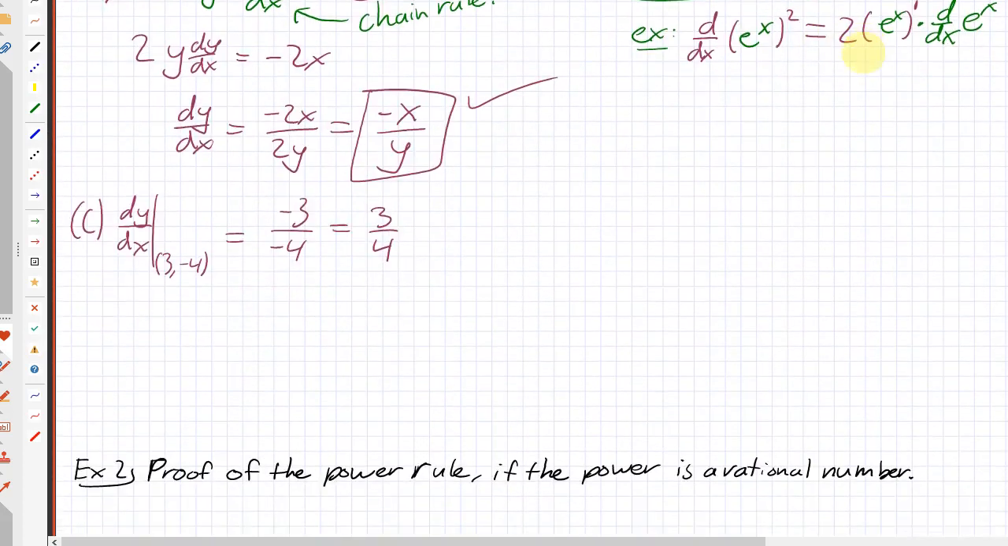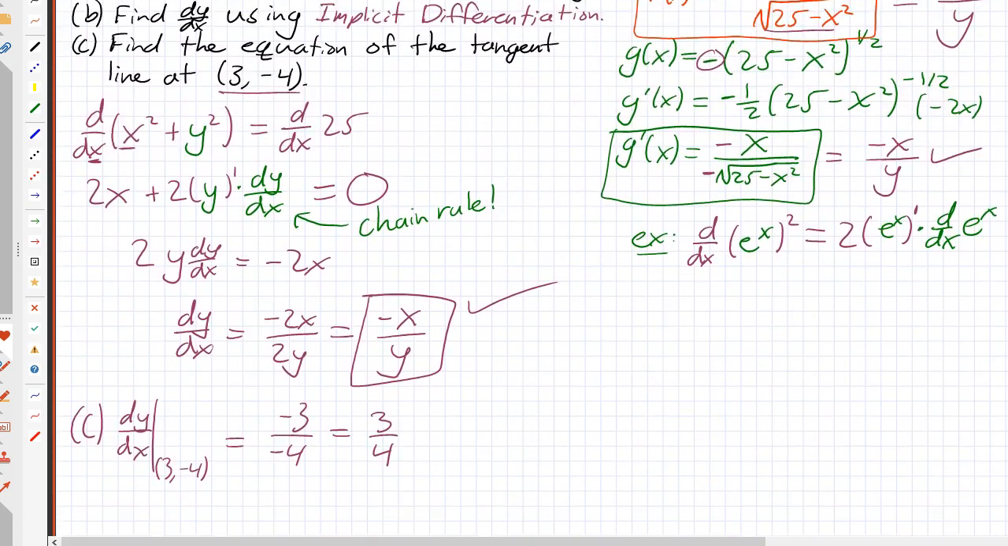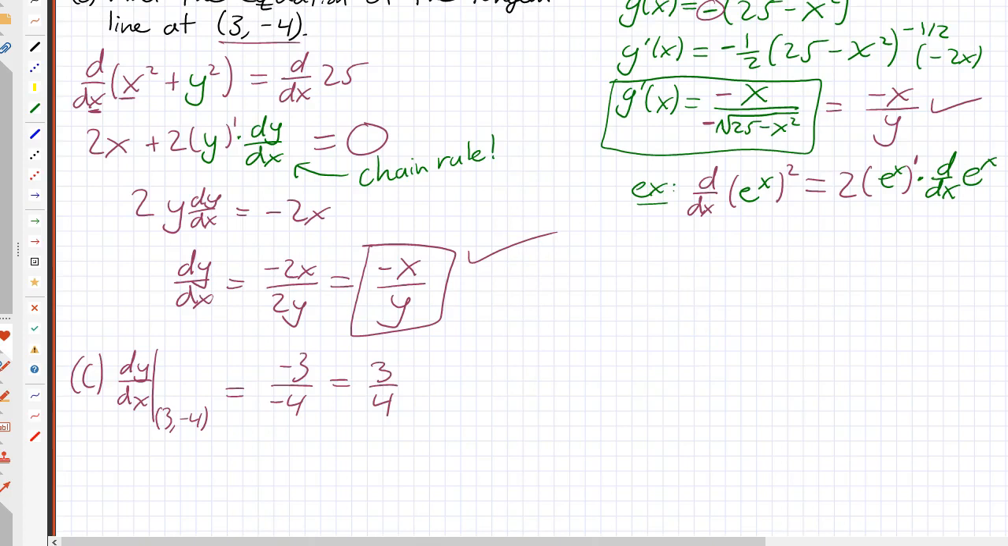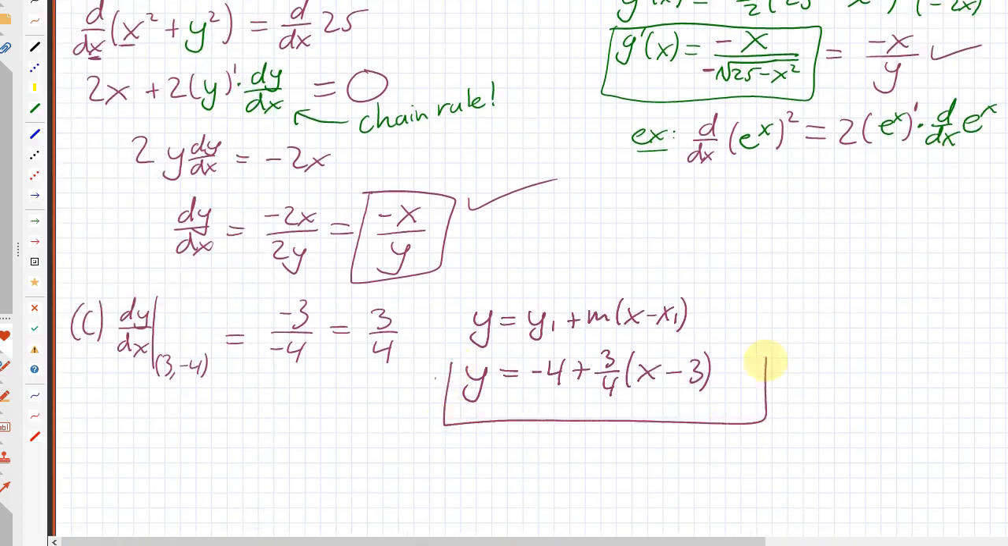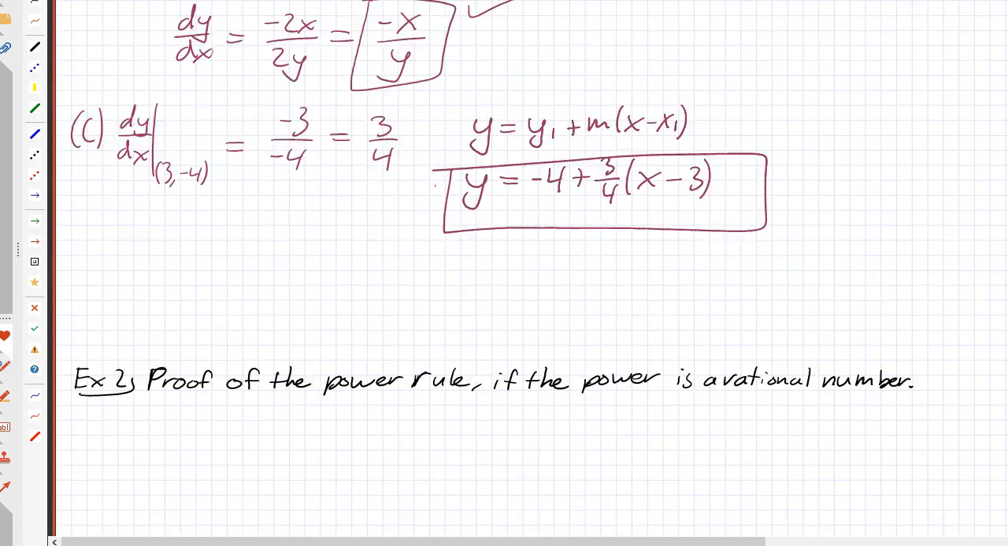So now we've got that. We can now find the equation of the tangent line the regular way, using basically point slope form. In this case, y equals the y coordinate plus the slope times x minus the x coordinate. And that's the equation of that tangent line. You could simplify it if you want, but we don't have to.